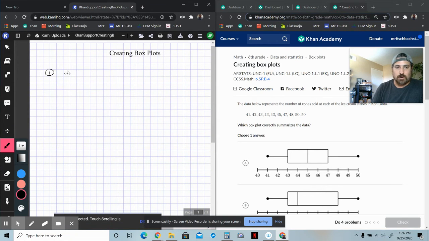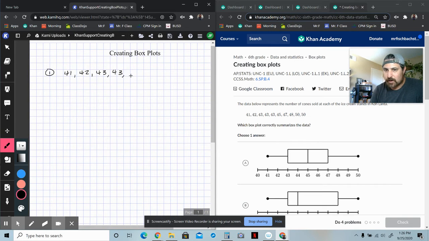You got 41, and then 42, and then 43, and then 43. It looks like they already put this in order from least to greatest. So you always want to put it in order from least to greatest when you start. 45, so that's nice of them. 47, 48, and then 50, and then 50. Okay, so here's our list.